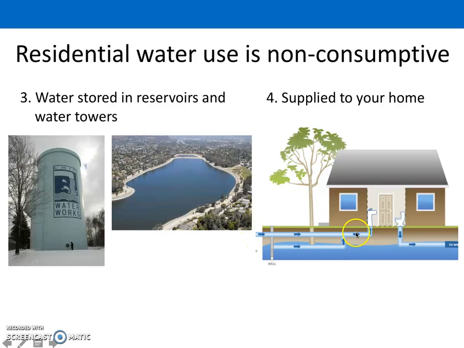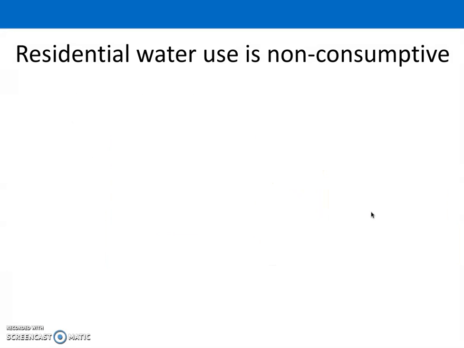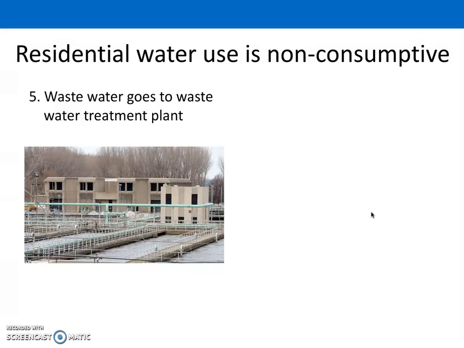So this just shows the home being supplied. This includes your drinking water, and the water used to flush the toilet, to wash your hands, to take a shower, all of those things. Then once you send that down the drain, that water goes to a wastewater treatment plant.